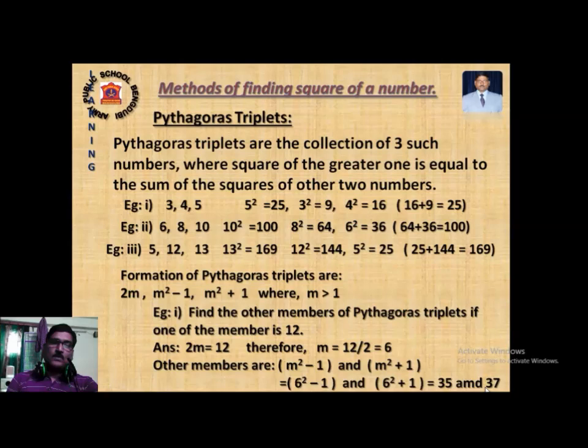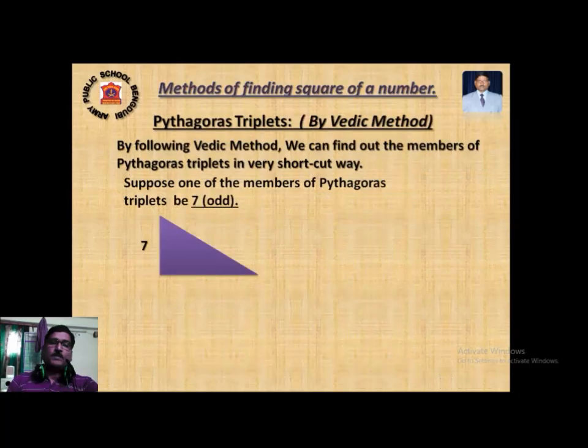Okay. So now this is the normal process, but in the Vedic method also we can find out the Pythagoras triplets in the easiest way. Let's see the first example. Very easy method, no need to calculate too much. Suppose I like to find the Pythagoras triplets where one member is given as 7, which is odd. Say this is a right triangle, and Pythagoras triplets are always applicable for a right triangle only. One member, say the altitude, is given as 7. How to find its base and hypotenuse?